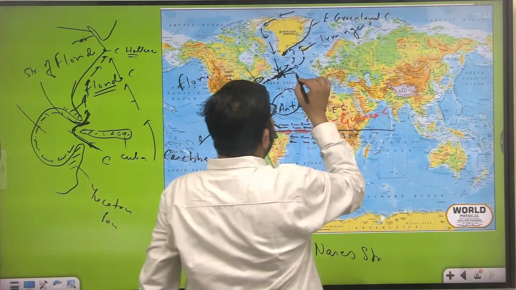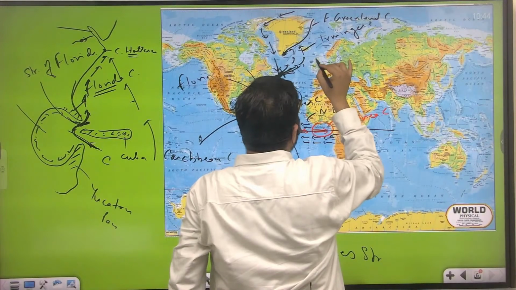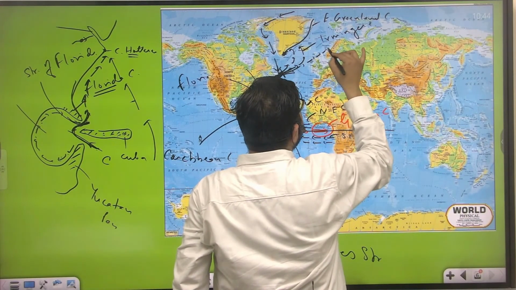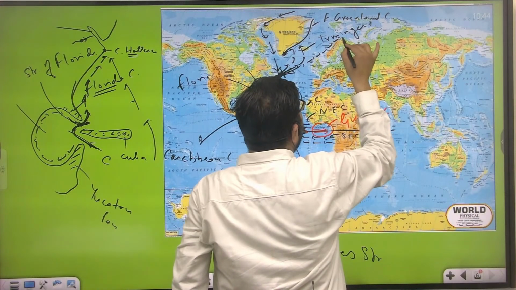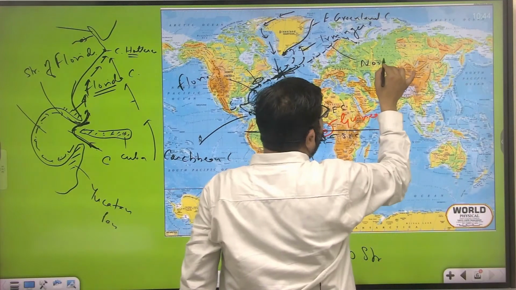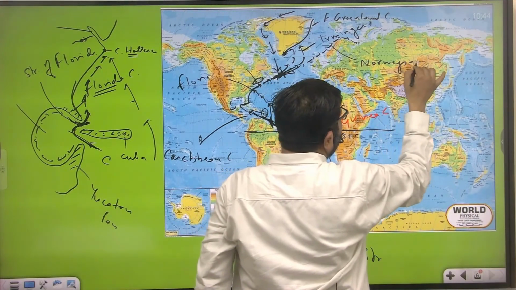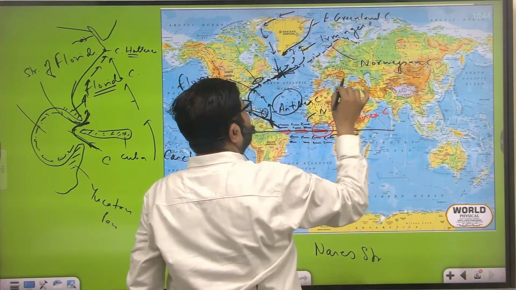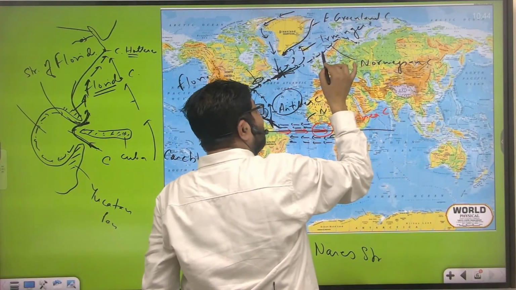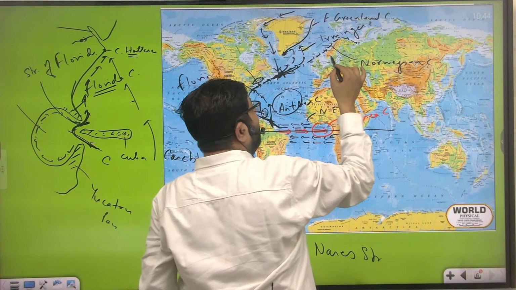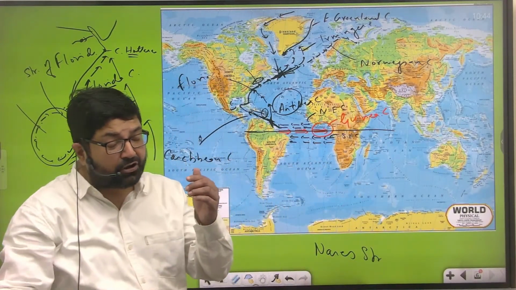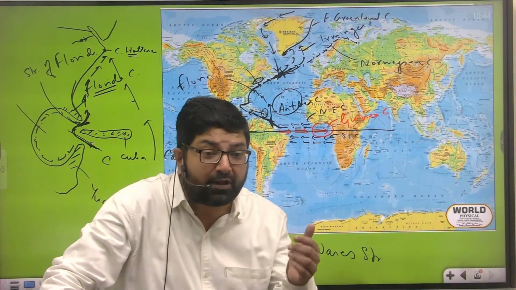Yet another branch moves further northward, crosses over the Wyville Thomson Ridge, and enters into the Norwegian Sea. This is known as the Norwegian current. The Norwegian current is a warm current. Like the Irminger current, the Norwegian current is a warm current. It is this current which is responsible for fishing along the Norwegian coast. It keeps the Norwegian coast open throughout the year.